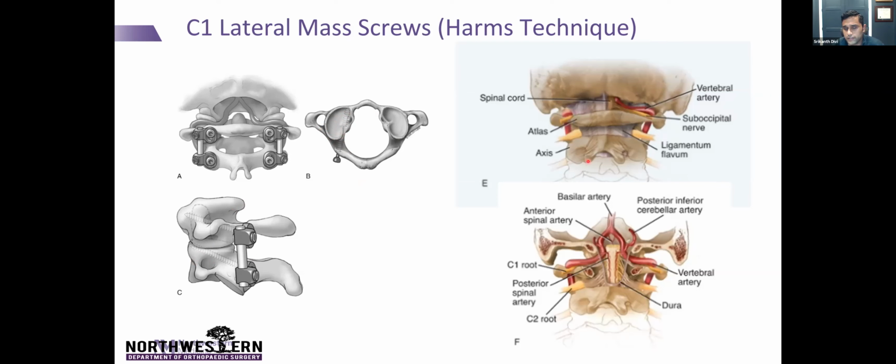There's obviously dangerous anatomy here you need to watch out for. Number one, the vertebral artery runs on top of C1 on the sulcus here before taking off intradurally into the cranium. The other thing you need to watch out for is the C2 nerve root, which goes underneath into the C1, C2 neural foramen.